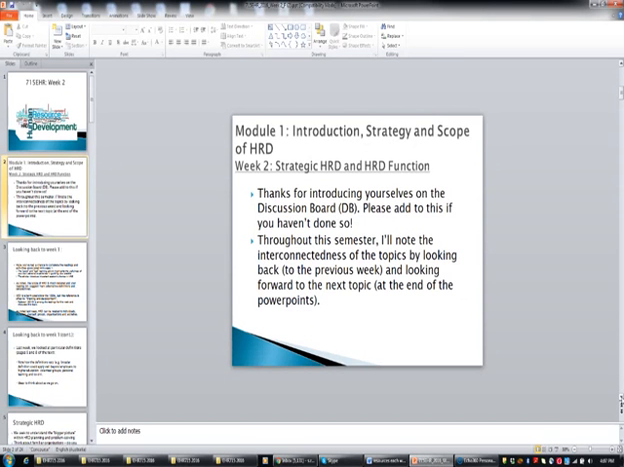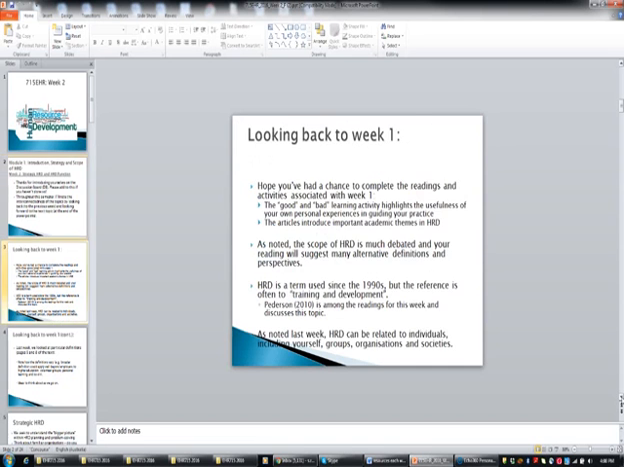In here, we're now talking more about the strategy of HRD. But firstly, thank you for introducing yourselves on the discussion board, or the DB, but please add to this if you haven't done so. Throughout the semester, I'll be noting the interconnectedness of the topics by looking back to the previous week and forward to the next topic at the end of the PowerPoint. So we'll try and keep it all linked together that way.